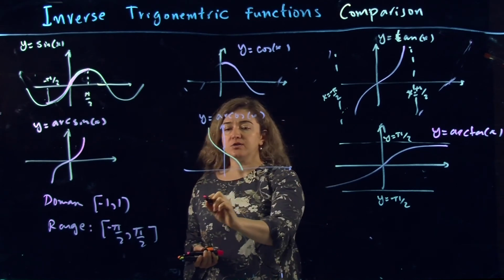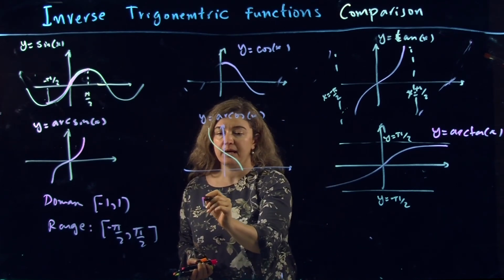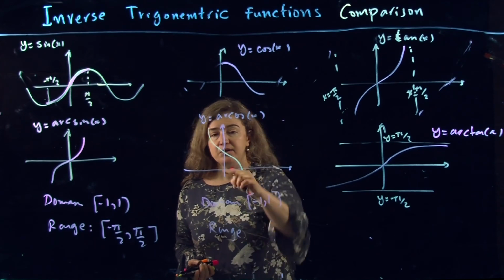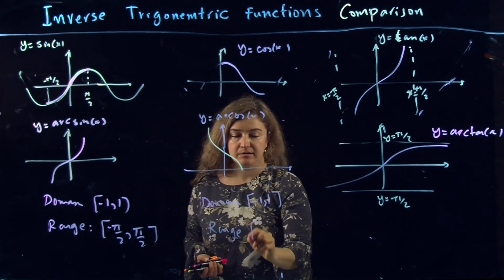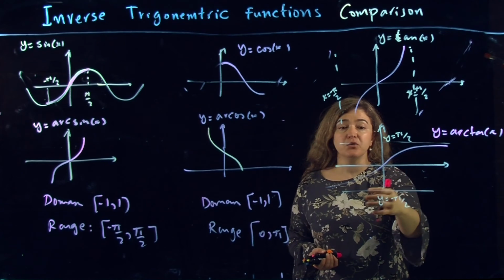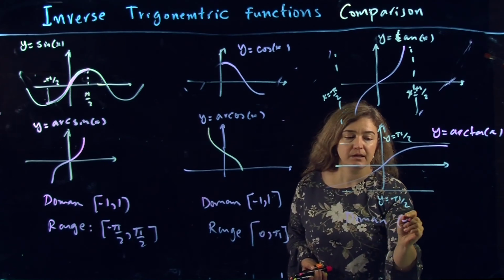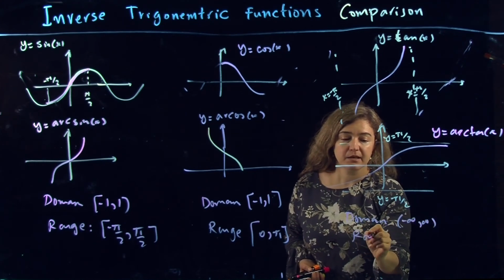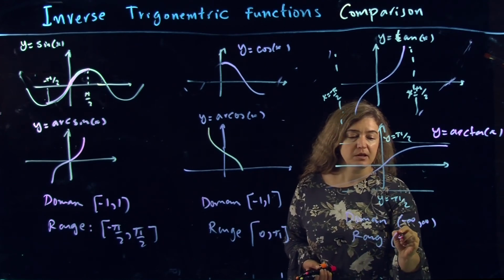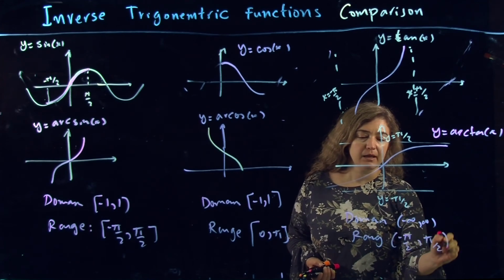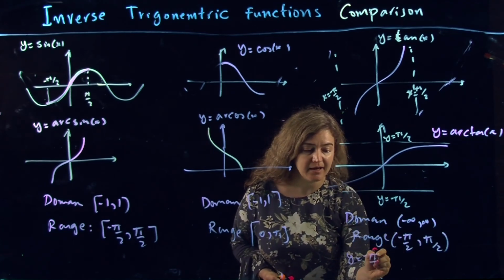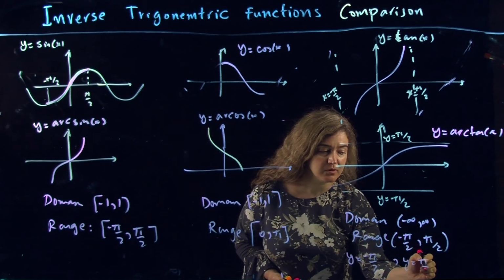Arc cosine is going to have a domain again of negative 1 to 1. The range is between 0 and pi. For arctan, the domain is going to be negative infinity to infinity. The range is going to be not including, see, those are the horizontal asymptotes, negative pi/2 and pi/2. And the horizontal asymptotes are y equals negative pi/2 and y equals pi/2.